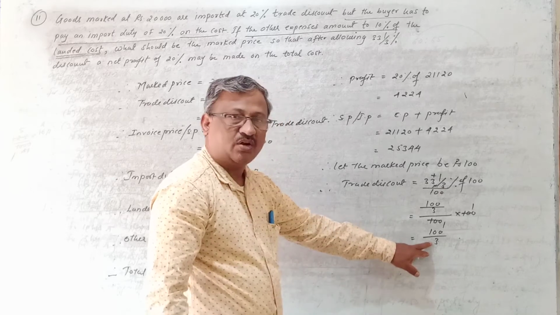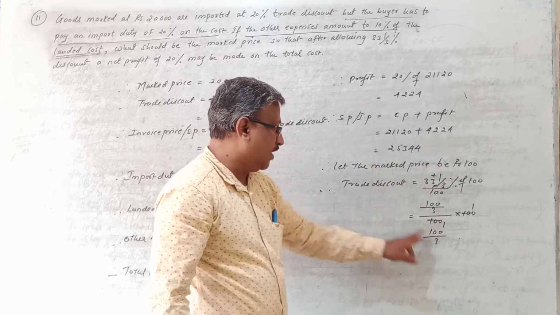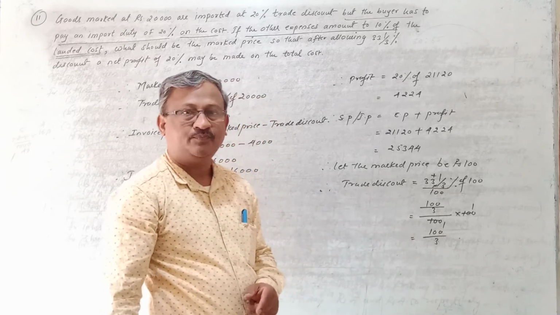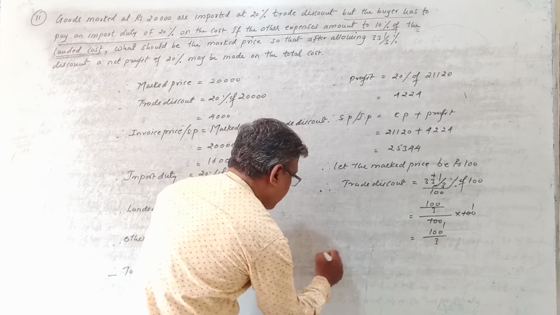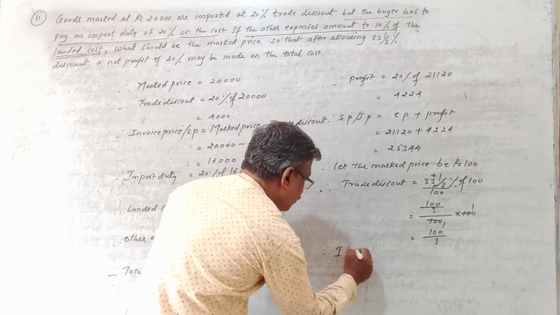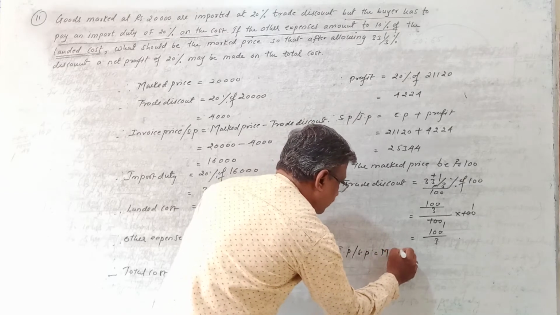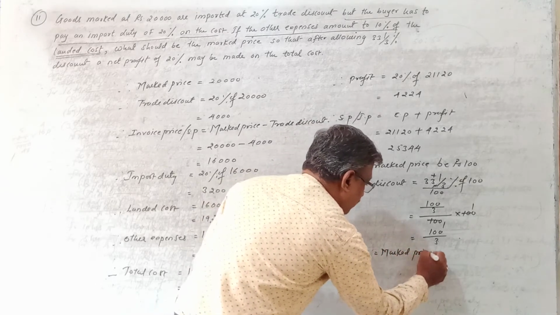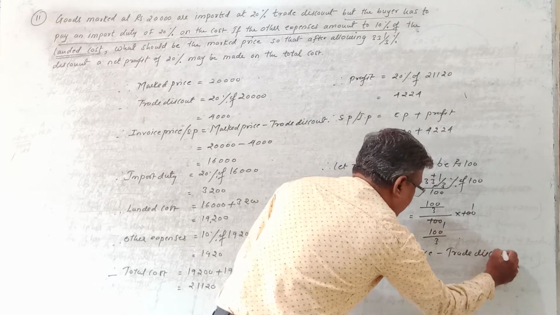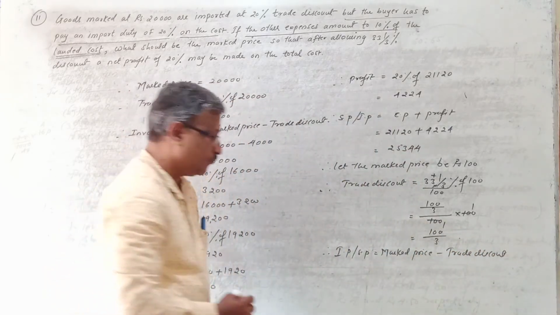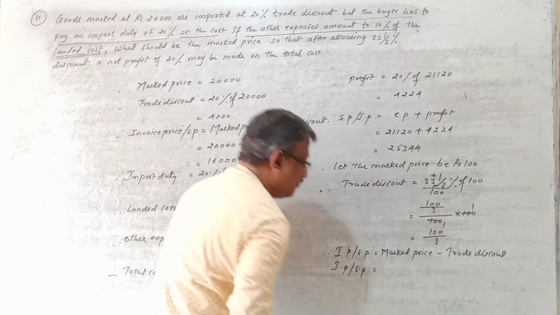So much discount he is giving on his mark price. So if he is giving 100 upon 3 as trade discount, find out what should be the invoice price. So how do we calculate invoice price or selling price? It is marked price minus trade discount. Yeah.